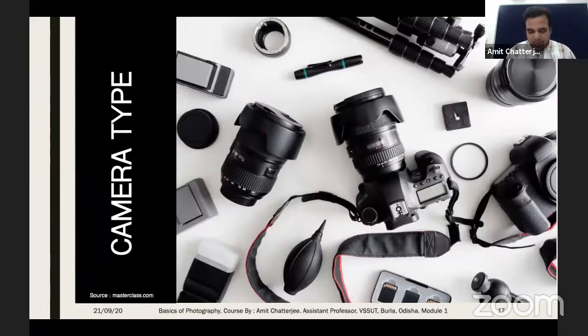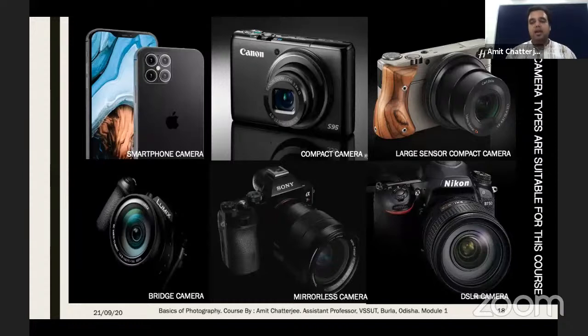Now before we get into photography, let's talk about the camera types that we have, because this is also a very technical terminology that we use, and we need to know the different kinds of cameras. Today we have more or less 6 to 7 kinds of cameras that we use the most. Smartphone cameras are the most popular one, the one we use the most.